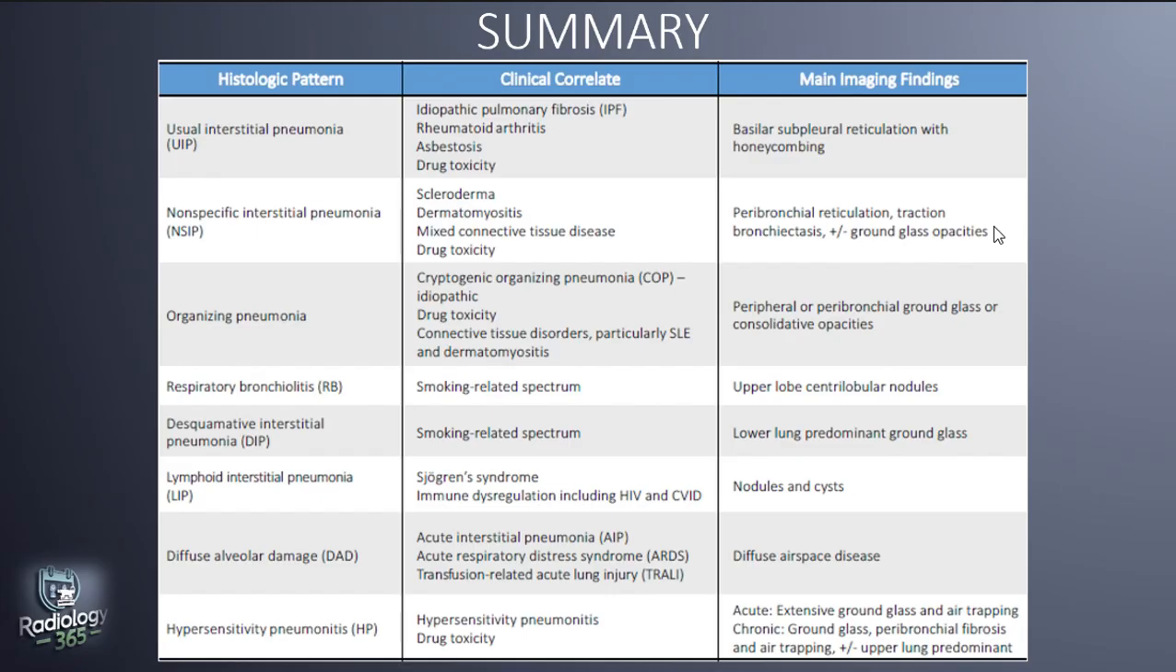Alright, so this table summarizes everything we have mentioned. So you realize everything we have mentioned falls under the histologic pattern, and there are certain clinical triggers that will give us these patterns. So once you describe the pattern, you now add these as your possible differentials based on the history, right? So yes, you can just pause it here and take a quick look at the clinical correlates and then the main imaging findings of the various patterns that we have described.